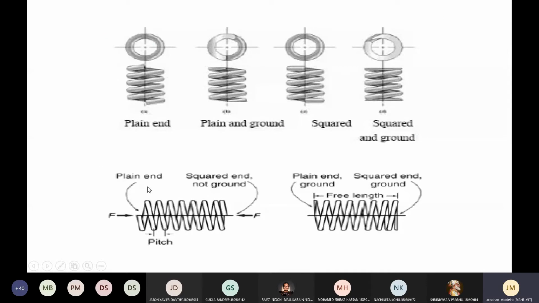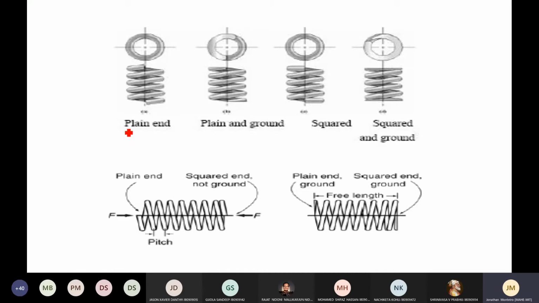Depending on how the coils are placed, there are different types. So let me just mention here. Anyway, we are going to design this and take into consideration the design data handbook also later on. So what are some of the coil types? If you look at the section, that is both the top view and the front view, we'll get an idea. See, this is called plain end, the first one.